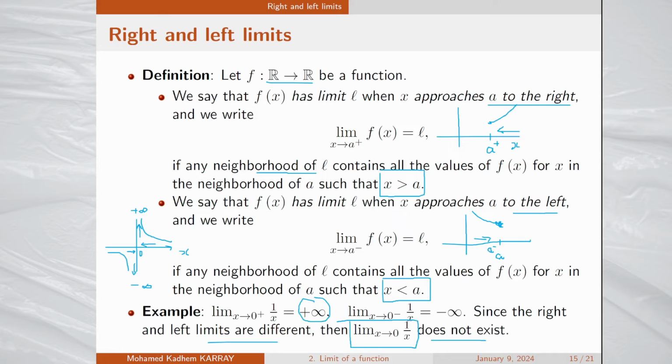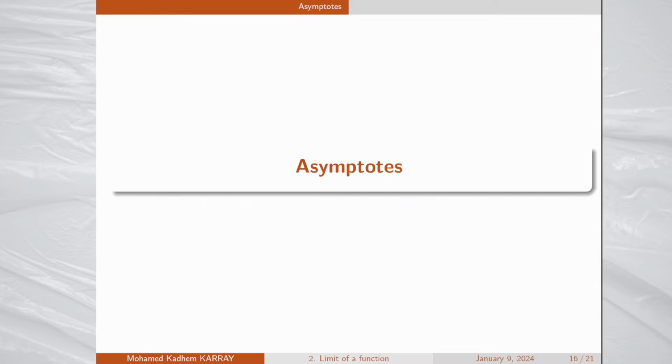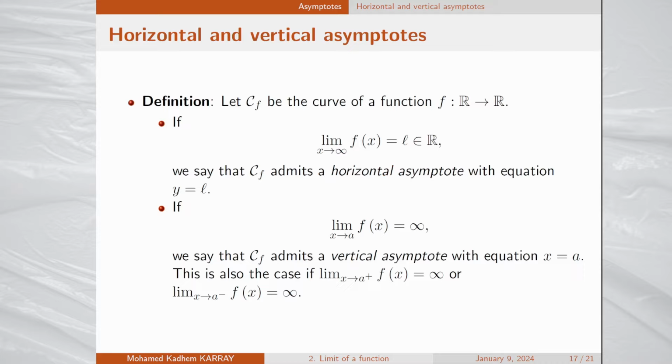So for the limit to exist, we have to assure that the right limit and the left limit exist, and the two limits are the same. The last part of this lesson concerns asymptotes. So we begin by defining the horizontal and vertical asymptotes.